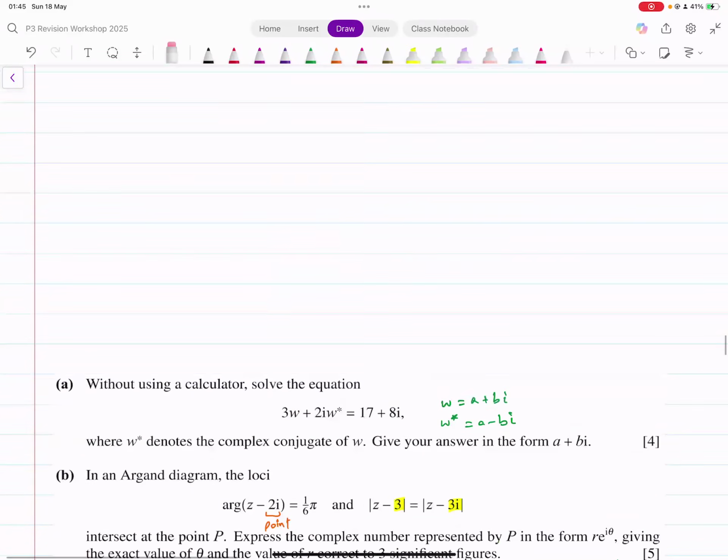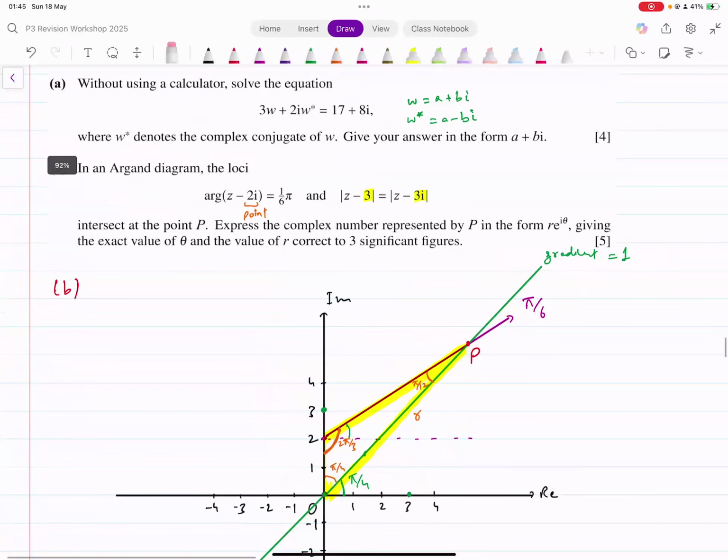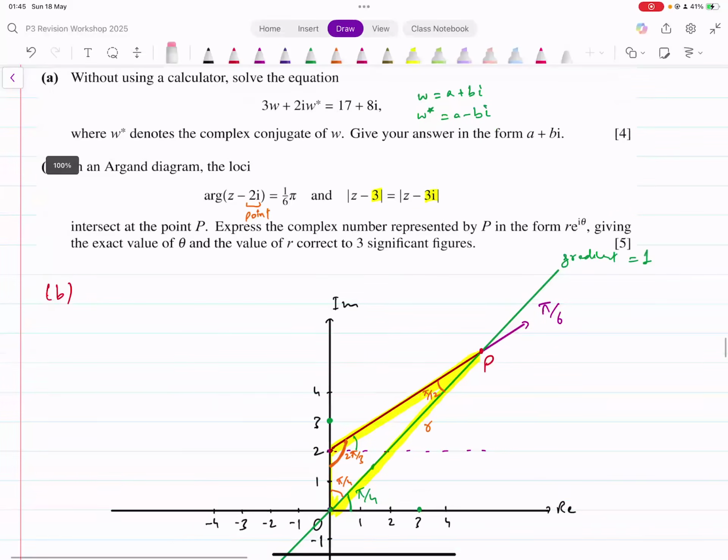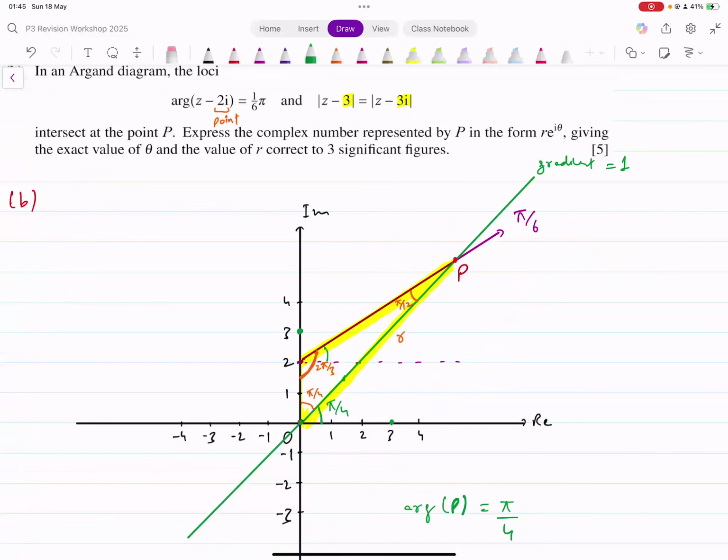Okay, let's move on. Now, this is a fairly tricky one. Look at the second diagram, the second part of this question. Argument of z minus 2 iota is equal to pi over 6, and modulus of z minus 3 is equal to modulus of z minus 3 iota. They intersect at the point P. So you draw those two loci, and they intersect at this point P. And they want you to represent the number P in the form r e raised to the power iota theta, such that you have the exact value of theta. R can be in decimals, but the value of theta has to be exact. How do we do that?